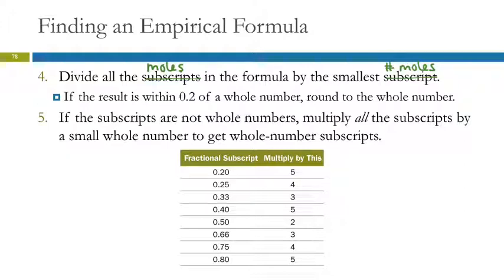So when you look at those ratios, this is my guideline. If the result is within 0.2 of a whole number, you can round it to the whole number. That means if it's 1.2, you could round that down. I prefer that 1.2, that's getting a bit iffy. But if it's 1.19, you can round it down to 1. If it's 1.22, you can't.